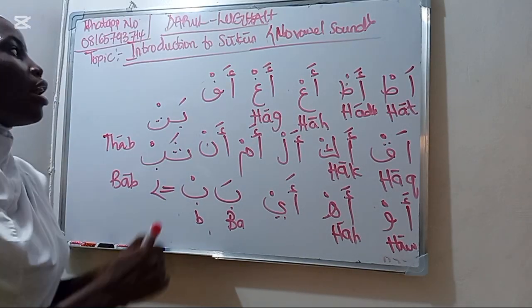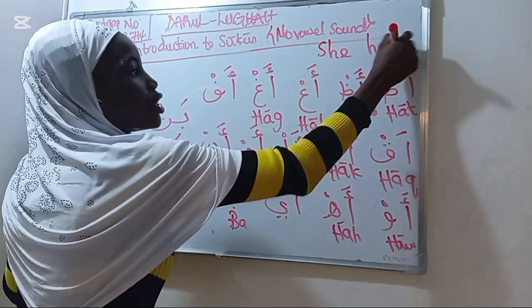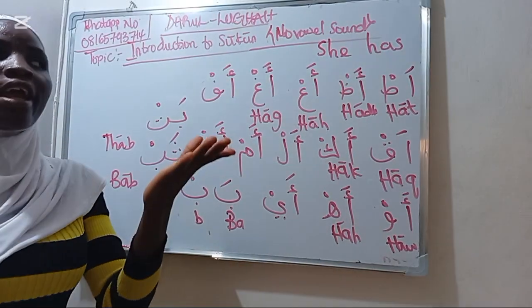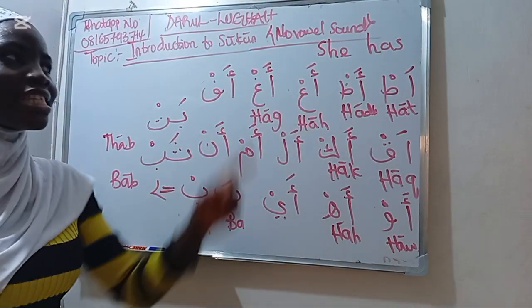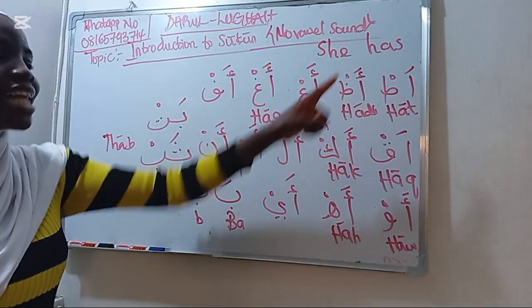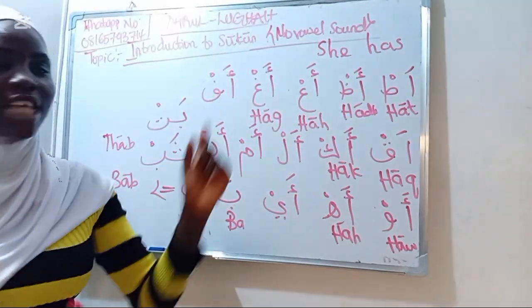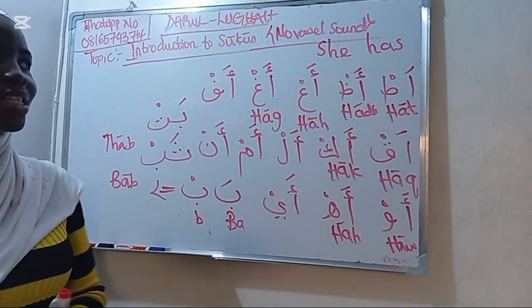Just like saying she has. You're saying she has. A reasonable person will ask you, she has what, because that sentence is not complete yet. So that is the same rule that is being applied when we are talking about sukun also. It cannot stand on its own. It needs a subordinate to function well. So this will be the end of today's class.